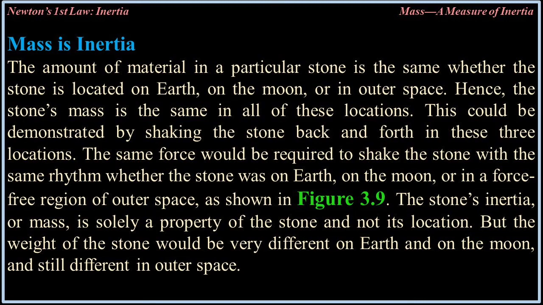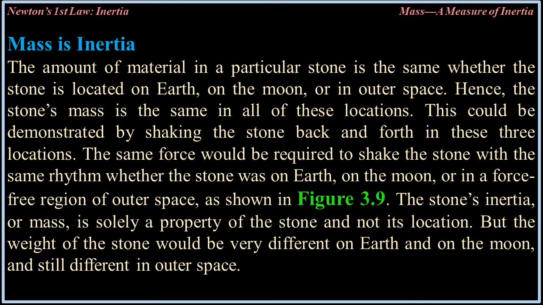Mass is inertia. The amount of material in a particular stone is the same whether the stone is located on Earth or on the moon or in outer space. Hence, the stone's mass is the same in all of these locations. This could be demonstrated by shaking the stone back and forth in these three locations. The same force would be required to shake the stone with the same rhythm, whether the stone was on Earth, on the moon, or in a force-free region of outer space, as shown in Figure 3.9.